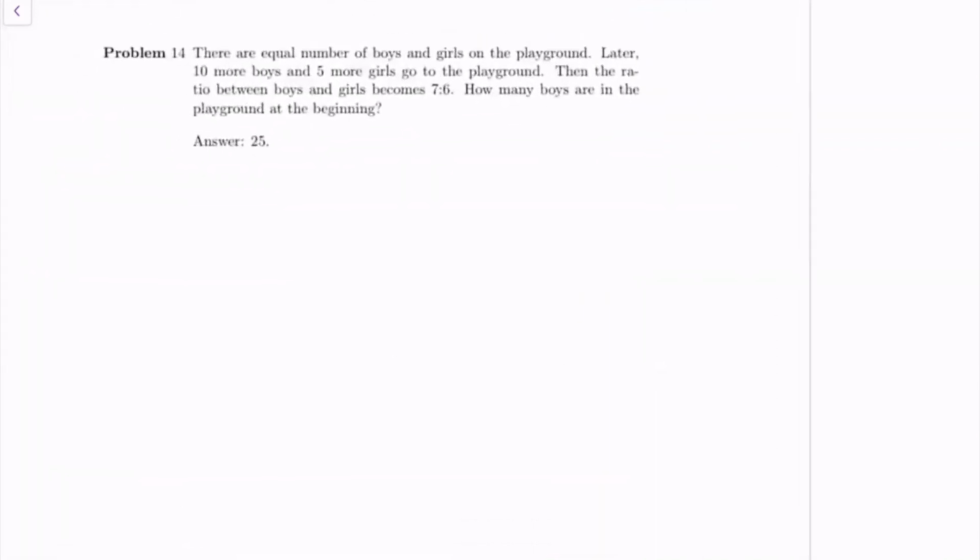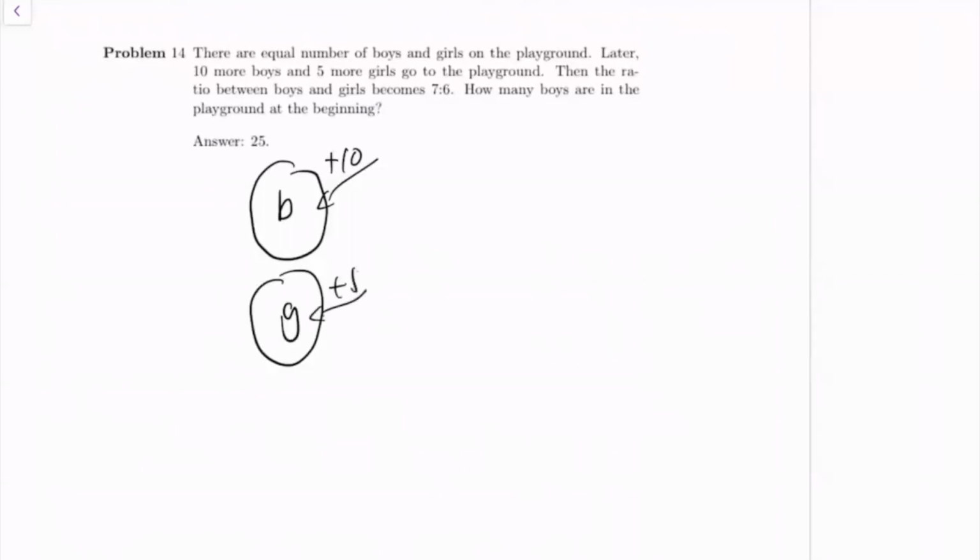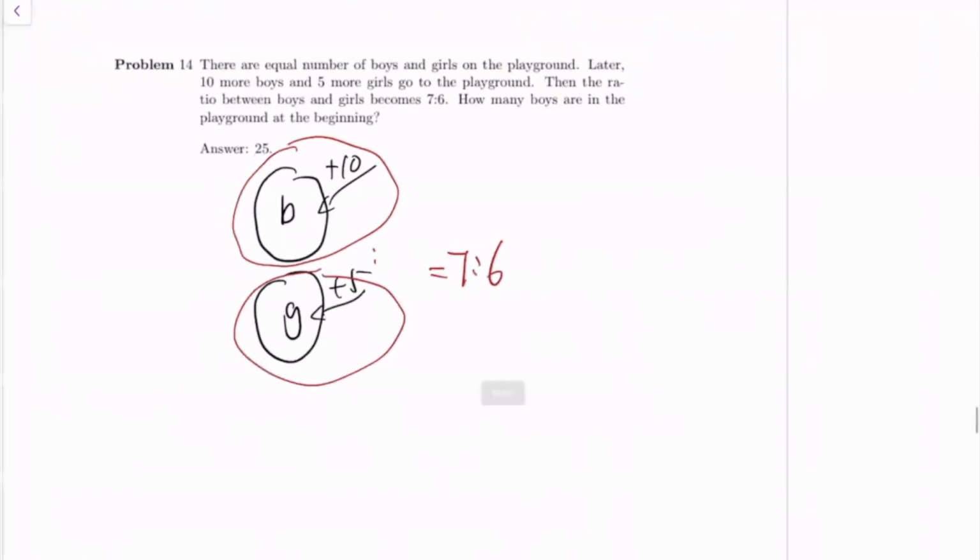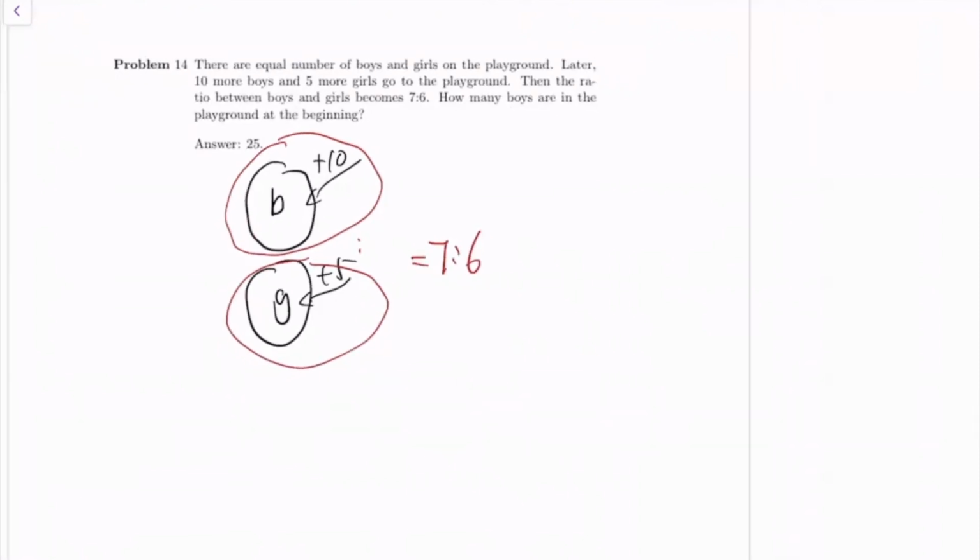Question number 14. They are the same number of boys. Okay, so we have the same number of boys and girls on the playground. Later, 10 more boys and 5 more girls come to the playground. Then, after you add these new numbers, the ratio between them becomes 7 to 6. The question is how many boys are in the playground at the beginning.